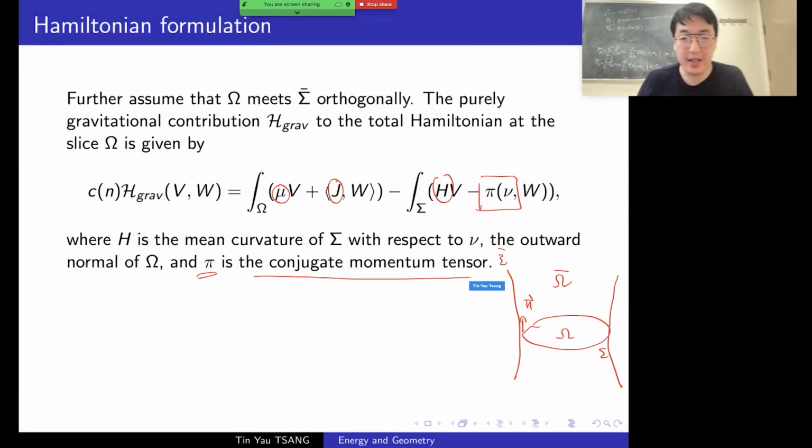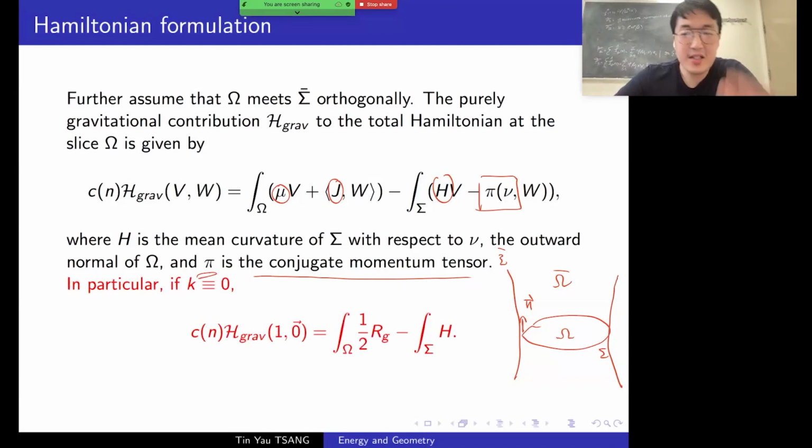Just to remind you, pi is the conjugate momentum tensor. And to make our life easier, let's see an example. Say we are considering the time symmetric case. If V is 1 and the shift vector is just the zero vector, which means it just flows along the vertical direction, we can tell the gravitational Hamiltonian actually involves the scalar curvature and the mean curvature. So that is the example, and now in general, we know what we should expect.